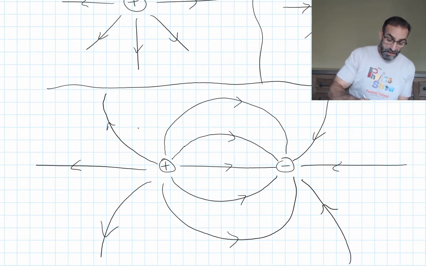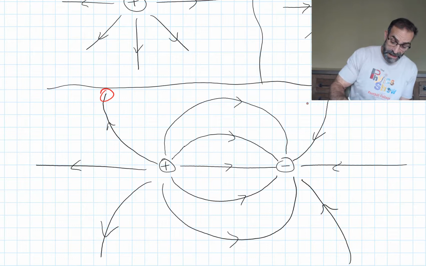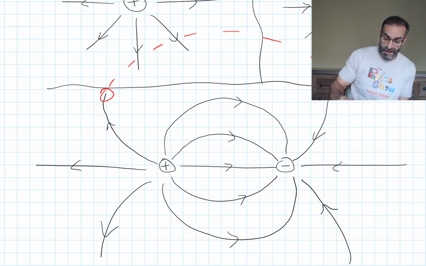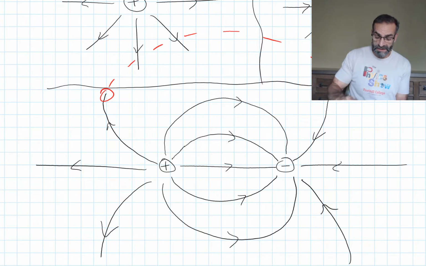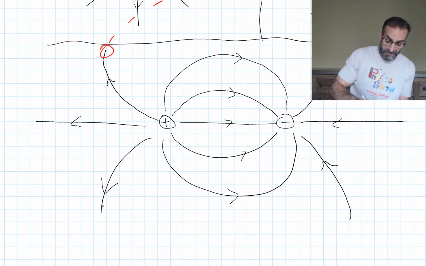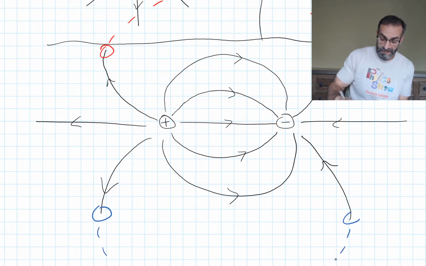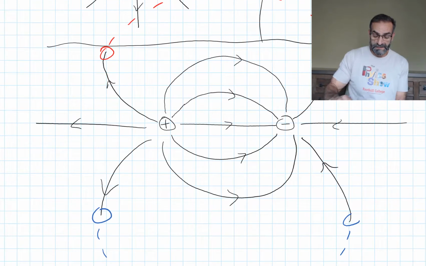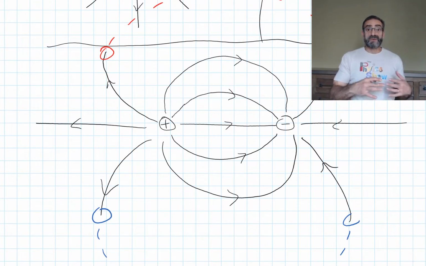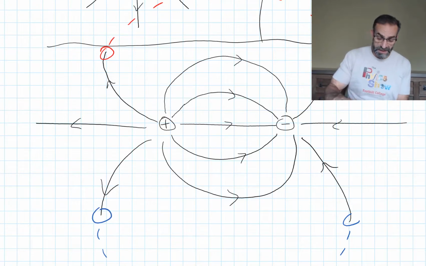Remember that these two actually connect out here. If our drawing goes all the way out to infinity, we would see those two connect. And the same with these two. Those would connect at some point. So the field lines originate on positive charges and terminate on negative charges.